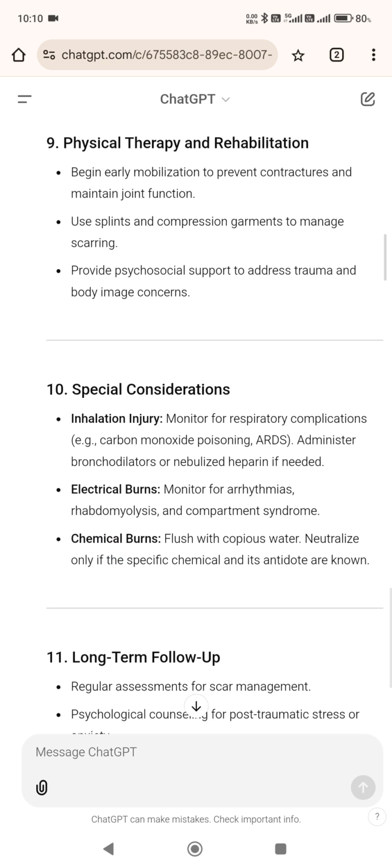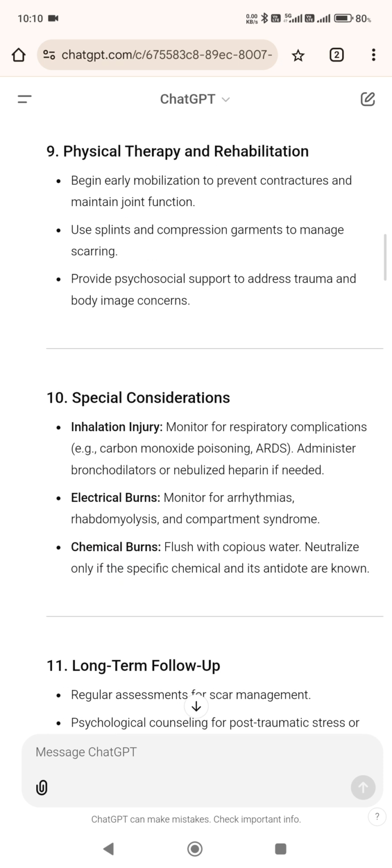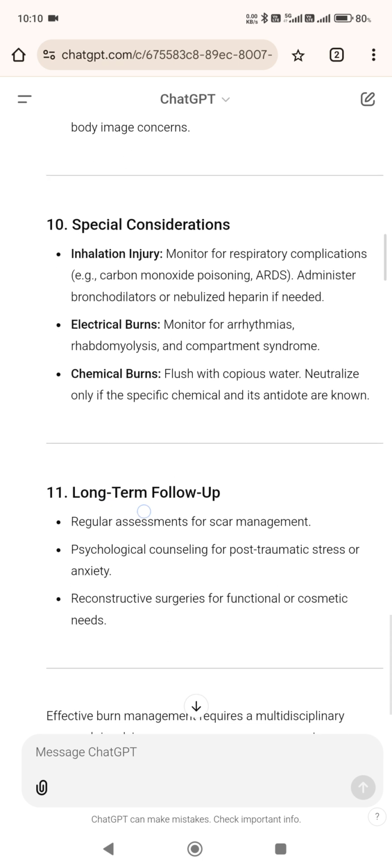9. Physical therapy and rehabilitation. Begin early mobilization to prevent contractures and maintain joint function. Use splints and compression garments to manage scarring. Provide psychosocial support to address trauma and body image concerns.